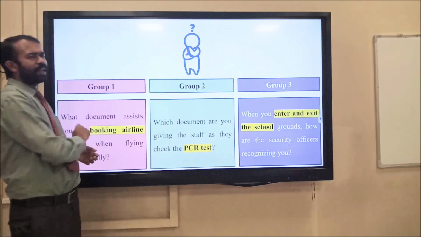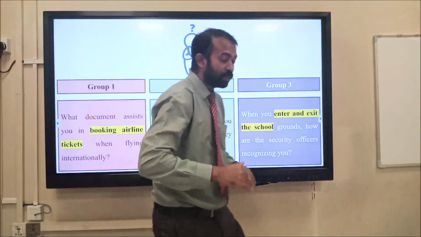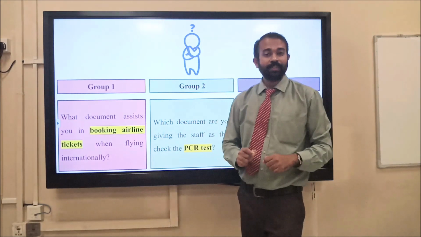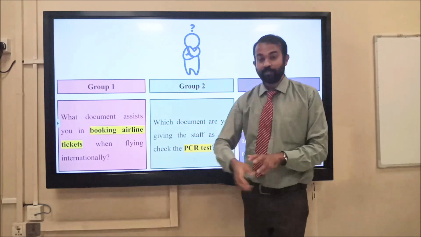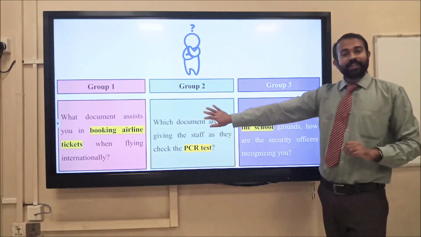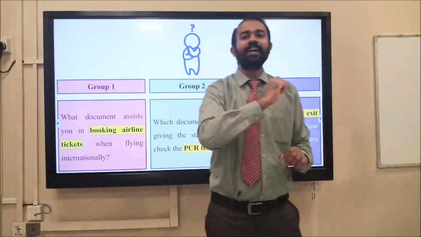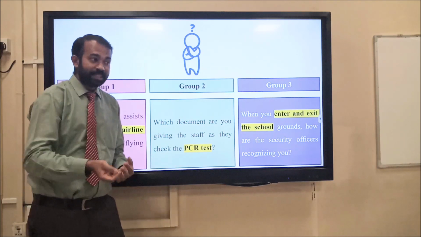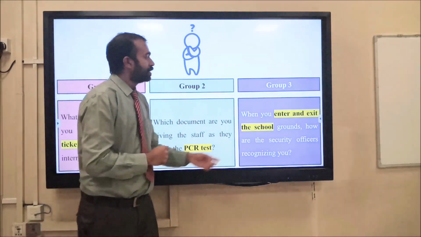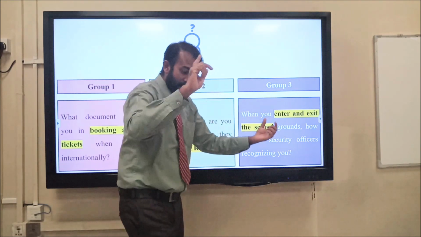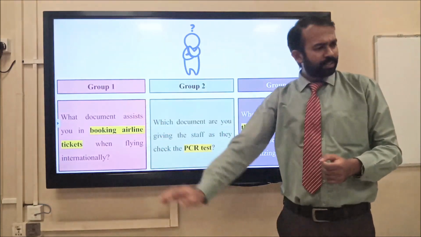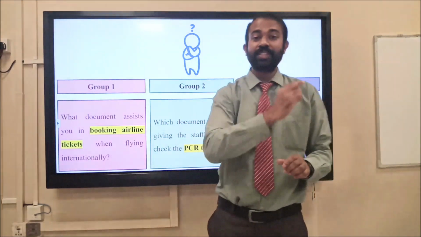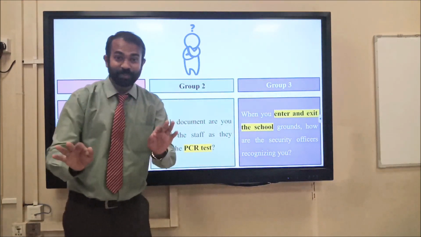Before that, we are having a small activity. There are three group activities. Group number one has to identify which document we have to submit for booking an airline ticket. For the second group, here is your task: if you are taking a PCR test in UAE, which document do you have to submit to get the PCR test in UAE? Third group, if you are a university student or a school student entering your campus, which document or which card are you holding? So, three activities for three different groups.